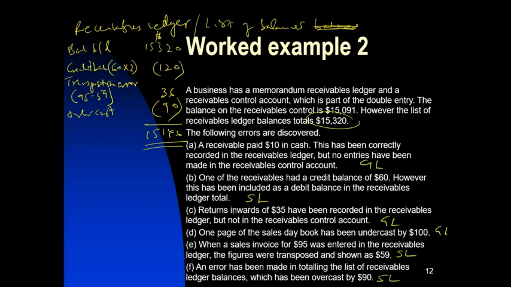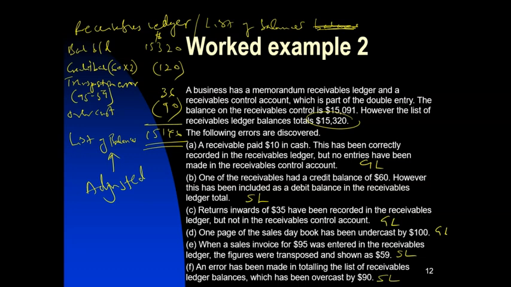15,146. I'm sure you're also getting the same figure. All right. So that's the adjusted receivables ledger total, or the list of balances. The adjusted list of balances. This one, the balance of the list of balances. Okay. Adjusted.